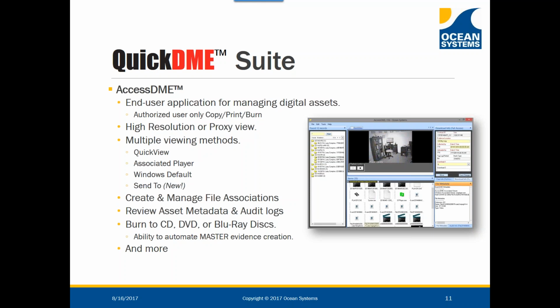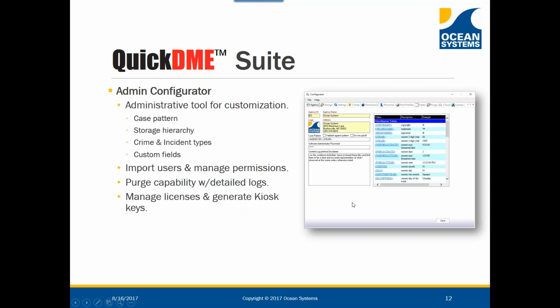And new in version 3 is our new Send To capabilities that we're going to show off here shortly as well. We can create and manage those file associations, of course, all through AccessDME. We can review asset metadata a number of different ways, as well as the audit logs for everything that's performed within QuickDME can be audited. Who's viewed it, who's burned it, given the permissions, who's copied it, uploaded it to the cloud, so on and so forth, all audited and viewable right within AccessDME. Again, we can burn to disks, we can upload to the cloud, and much more. So we're looking forward to showing that off momentarily.